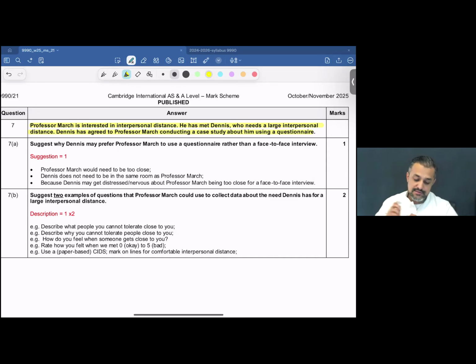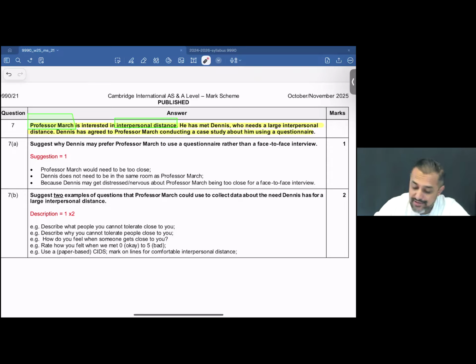So let's start this. Let's read this together. Bismillahir Rahmanir Rahim. Professor March is interested in interpersonal distance. Now, here, Professor March is a person, and reading the words interpersonal distance reminds me of the study that was conducted by Perry et al. from the social approach.